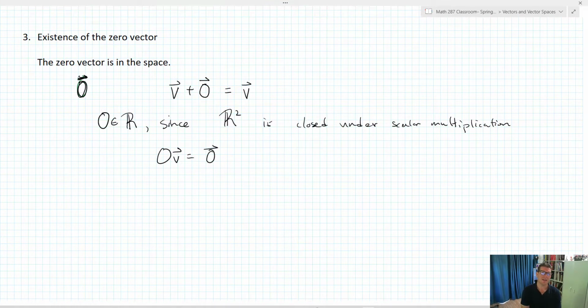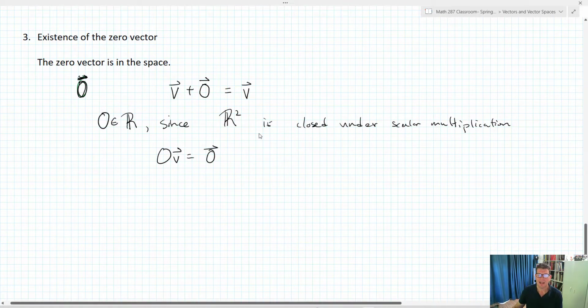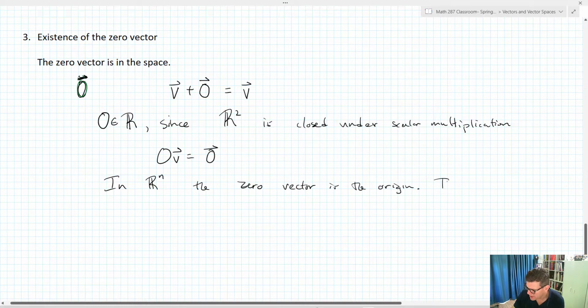You're also going to see that closure under addition, and the fact that we can generate linear combinations, is also going to give us the zero vector in any space. And the zero vector is in Rn. The zero vector is the origin, and it has no length, and this is going to be important, it has zero dimension.